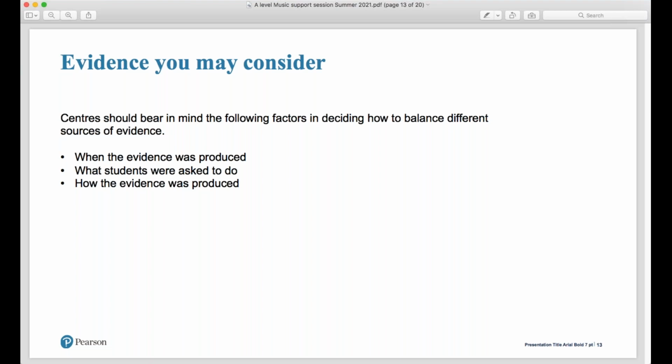What students were asked to do: was it consistent for all candidates, and does it really reflect exam board material? And then how the evidence was produced. Was it under exam conditions, or was it produced outside of the centre under no supervision? So you would have to bear in mind the weighting of that in some way when making any decisions on that.